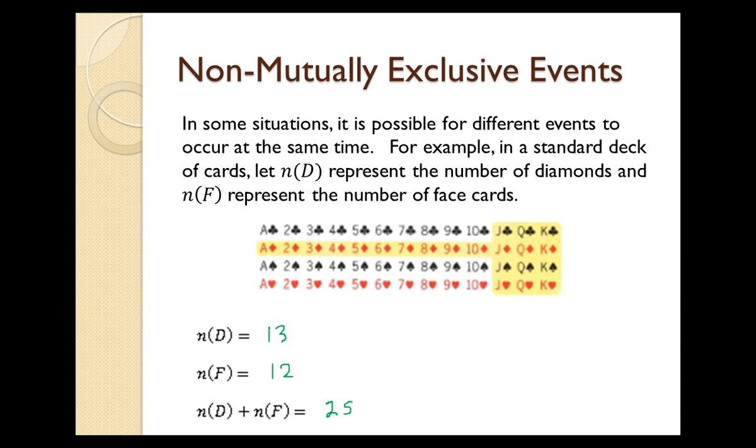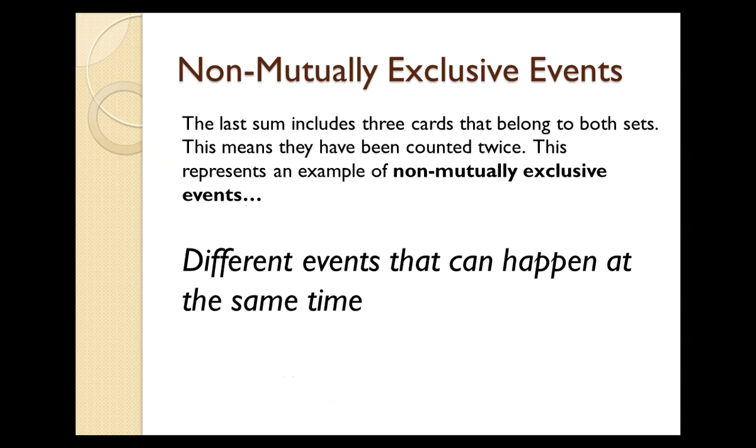But if you were to actually physically count all these cards up, there's only 22 in this diagram that are diamonds or face cards. So if you just use that rule of sum, it doesn't work for non-mutually exclusive events because you're counting some things twice. That last sum included 3 cards belonging to both sets. We talked about that earlier. This is the Jack, Queen, and King of Diamonds. This is an example of non-mutually exclusive events. The formal definition is that there are different events that can happen at the same time, like getting a diamond and a face card. That's possible.